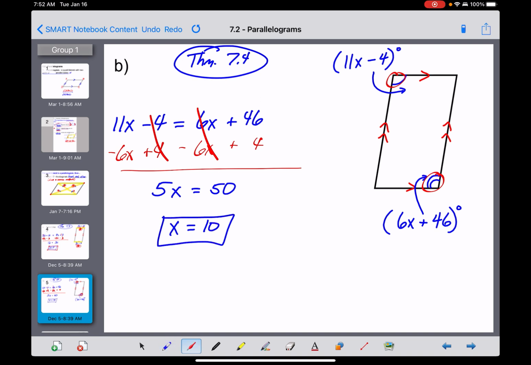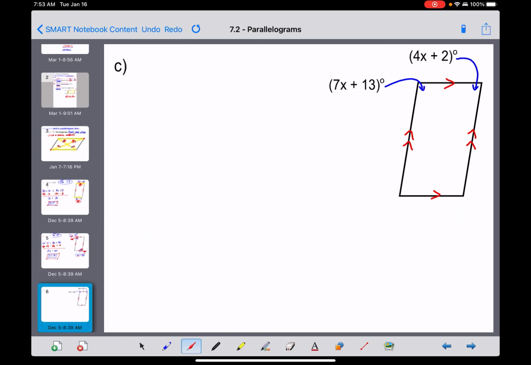And just to make sure we've got this right, let's plug it back in there. 11 times 10 is 110, minus 4 is going to be 106 degrees. And in this bottom right, 6 times 10 is 60, and 60 plus 46 is also 106 degrees. So I feel really good about that answer there as well. Okay, so those are two examples using Theorems 7.3 and 7.4. Let's take a look at the next one.